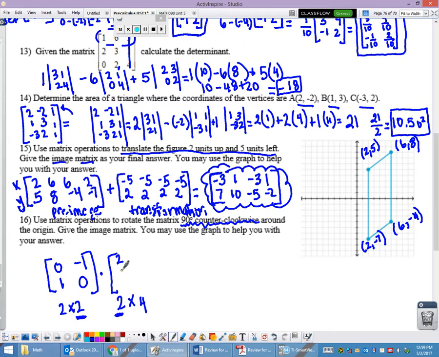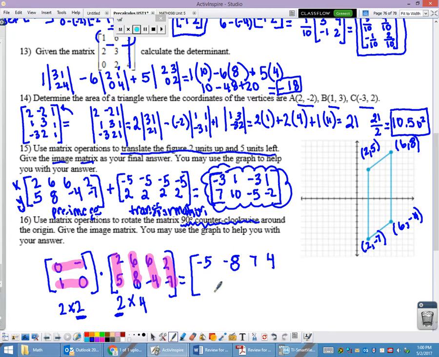Okay? So again, I'm going to take that original pre-image matrix. It's supposed to be an 8, 6, negative 4, 2, negative 7. And I am just going to now multiply those two matrices. Remember, it's always row times column. Okay? So when I finish, I'm going to get a negative 5, negative 8, 7, 4, 2, 6, 2, 6.